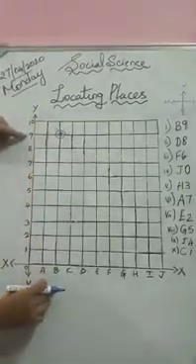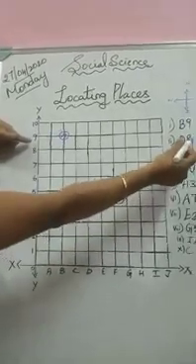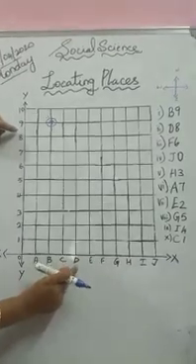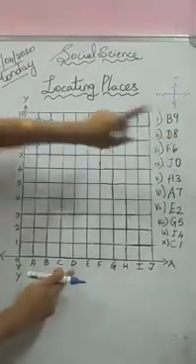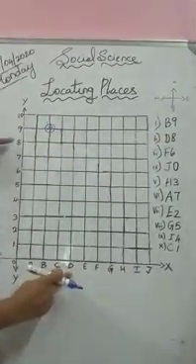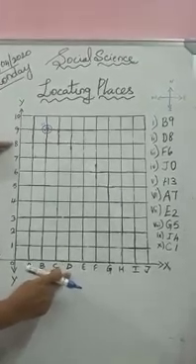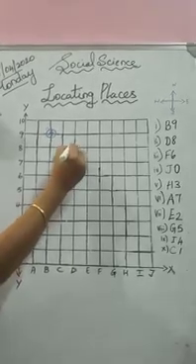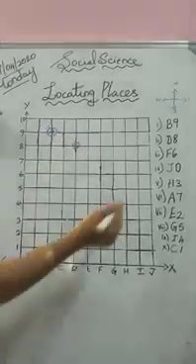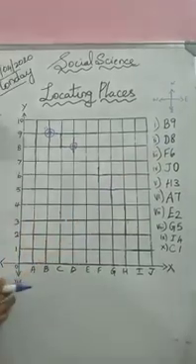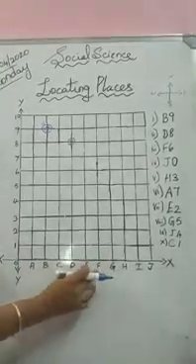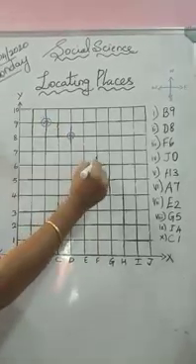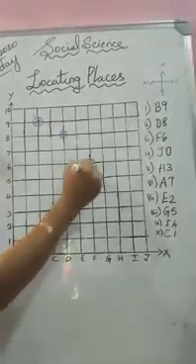Same way we will see the second one. D8. So on the x-axis, place your finger first on the D line. Next 8. On the y-axis, place your finger on line 8. So the meeting place of these two gives your destination. That is the second one. This is D8. Same way F6. So x-axis F, y-axis 6. So the meeting place of these two lines gives you your destination.